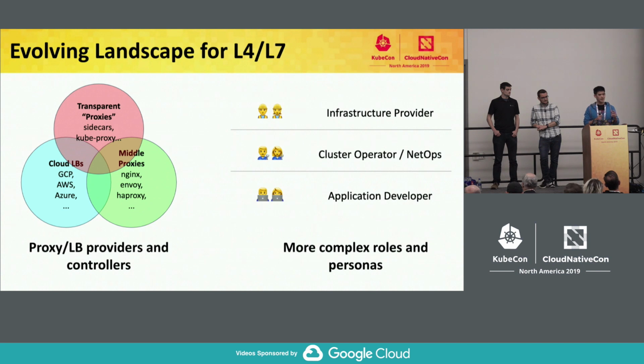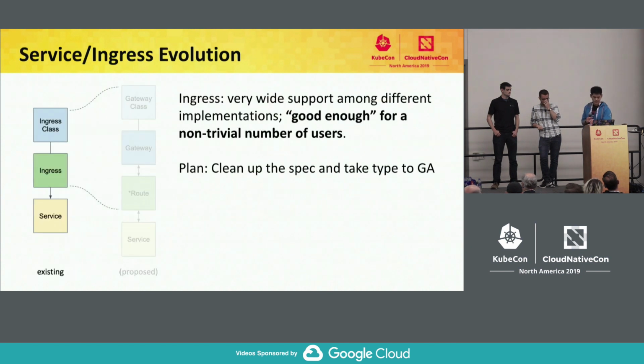So the key behind API design is to think about how this evolving landscape translates to APIs. Now, talking about Ingress, Ingress is actually a pretty popular API. It has very wide support among different implementations. And for some cases, it's actually good enough for a non-trivial number of users. So from a SIG-Network standpoint, Ingress is still a very valid API. And the plan is to clean up the spec and take the type to GA. Did you know it was still beta?